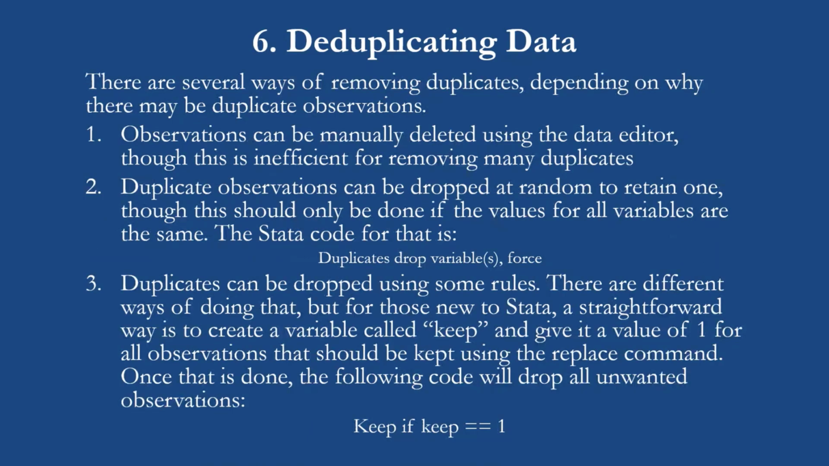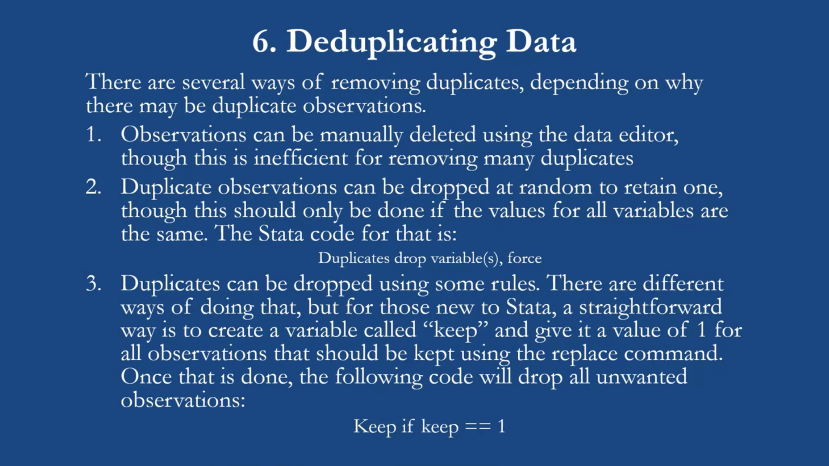So when it comes time, after you've determined why there are duplicates, to actually remove them, you need to get down to where you only have one copy or one instance of a unit in your data. You can manually delete them through something called the data editor. If you have a very small number of duplicates, that'll work. But if you have hundreds of duplicates, that takes a lot of time.